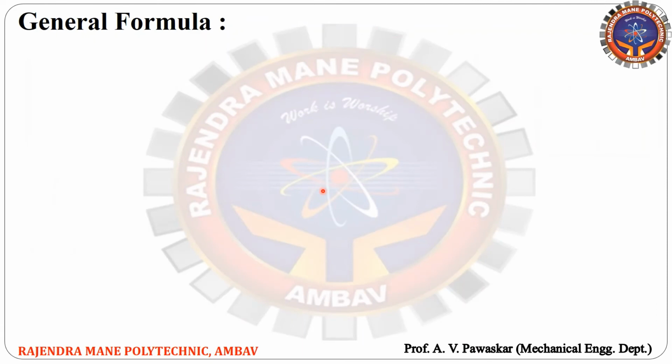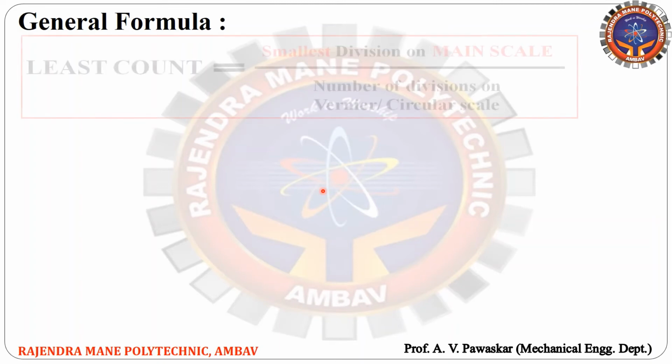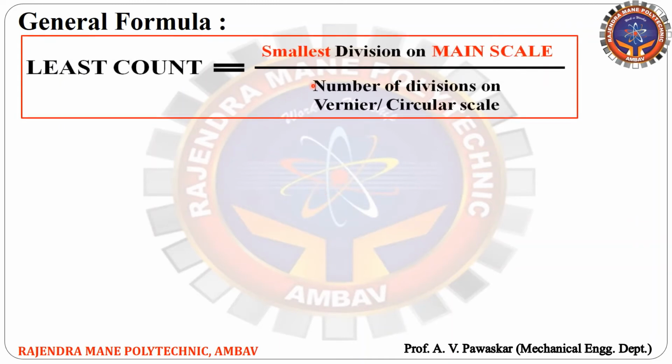So let's see the general formula for least count. In laboratories, we use different measuring instruments like Vernier caliper, screw gauge micrometer, wheel protractor, etc. So for that, we have to calculate the least count for each instrument. So least count is nothing but the ratio of the smallest division on main scale to the number of divisions on Vernier scale. Least count equals smallest division on main scale divided by number of divisions on Vernier or circular scale.